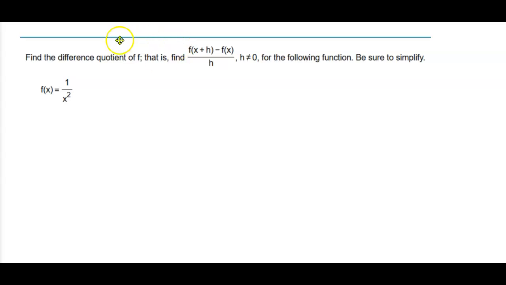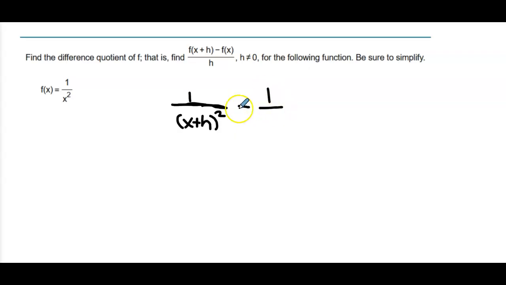Here we have to find the simplified difference quotient for the function given. So this is 1 over x squared. So we'll start with finding f of x plus h. Everywhere we see x in our function f of x, we'll plug in x plus h. So instead of 1 over x squared, this is 1 over x plus h squared. So there's f of x plus h.